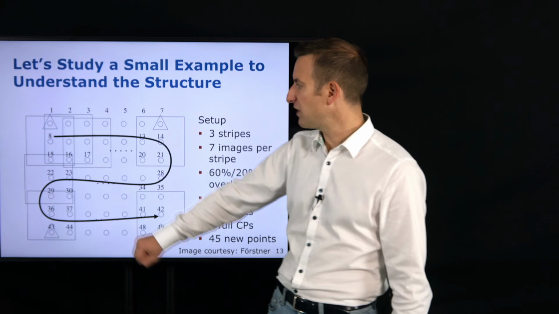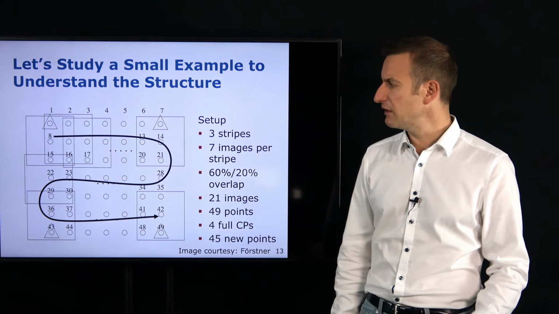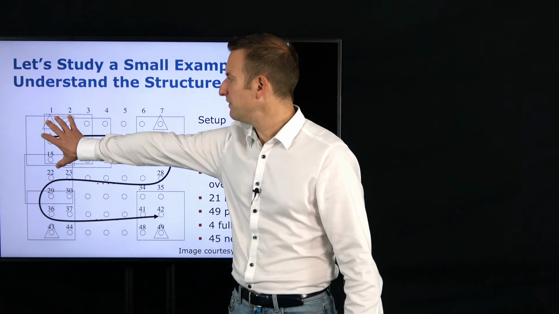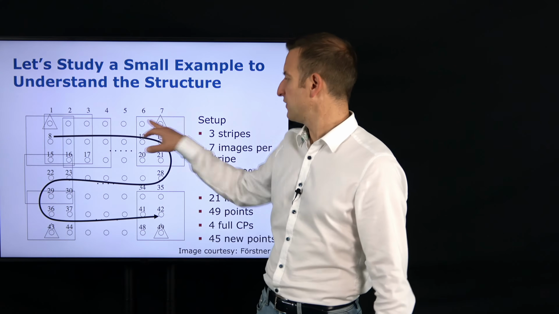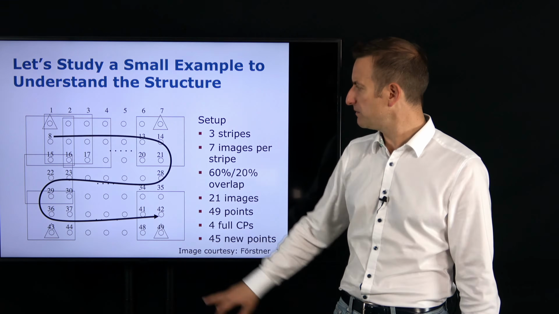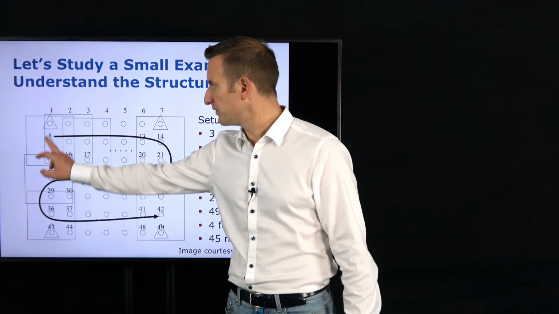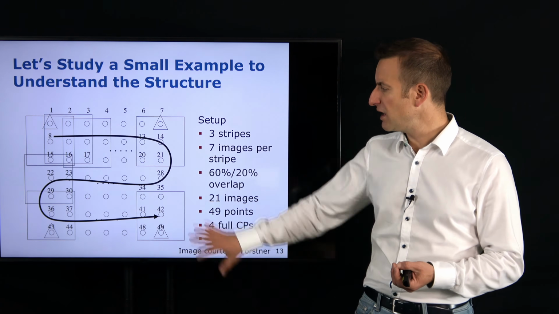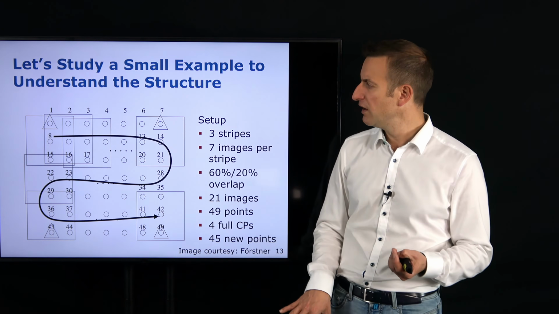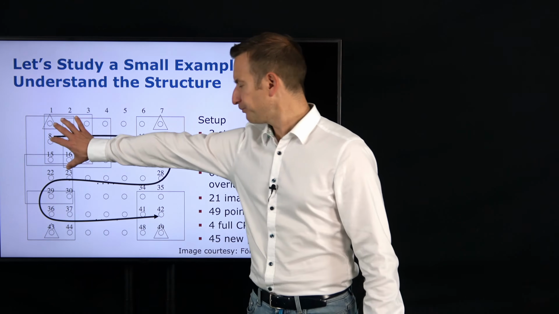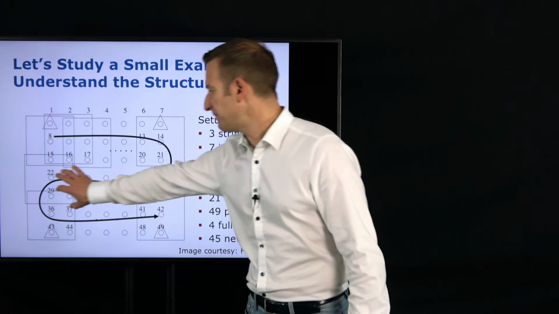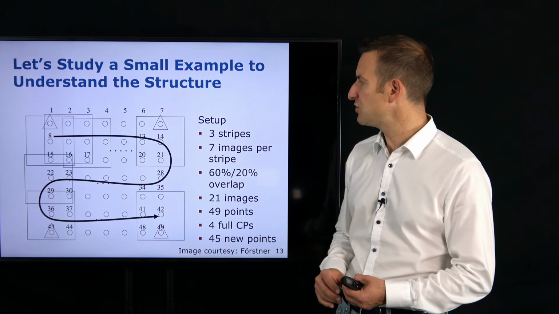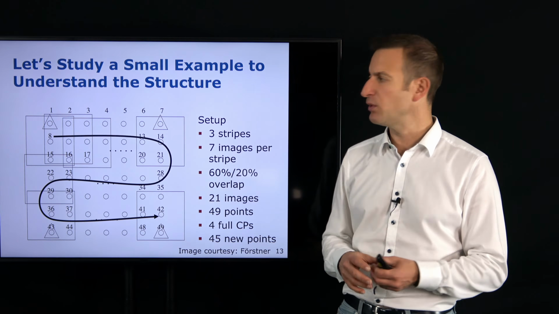Again, this is the example that we used at the end of the previous lecture on bundle adjustment. We have a UAV that flies over the ground. There are 7 times 7, so 49 points, of which 4 points, those in the corners, are control points, for which I know the orientation. All the other points are new points. And I'm basically flying in 3 stripes over the scene, recording 7 images per stripe. So 3 times 7, 21 images.